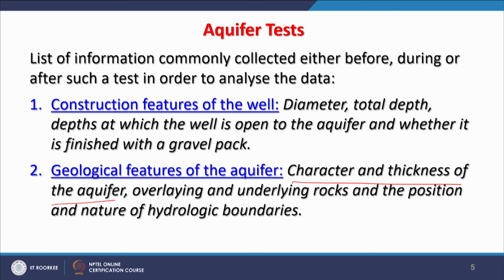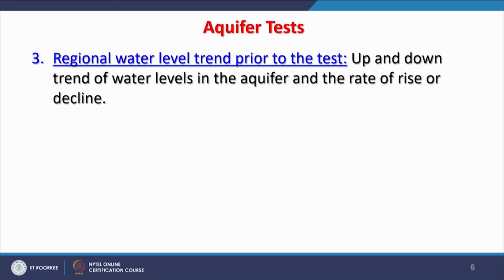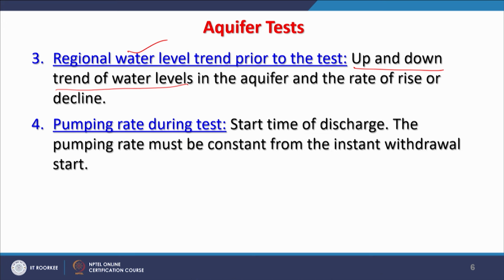So, we have discussed two common pieces of information. Now, the third one is the regional water level. In the beginning of this discussion I also said that it is always important to know the water levels in the surrounding wells. So, the regional water level is required, and the trend prior to the test. What is the up and down trend of water levels in the aquifer and the rate of rise or decline? You know, in Indian conditions, the up and down trend of water levels, pre-monsoon and post-monsoon, at least these two water levels are very much required. If we do not have continuous monitoring data from observation wells, then at least these two pieces of information, what the pre-monsoon water level in a well was and what the post-monsoon water level was, will give us a lot of idea about the aquifer conditions of the well.